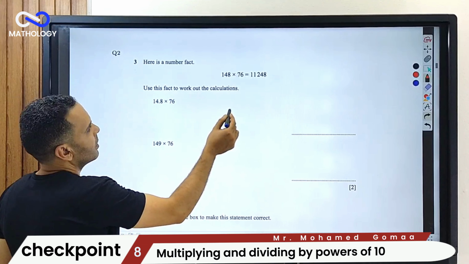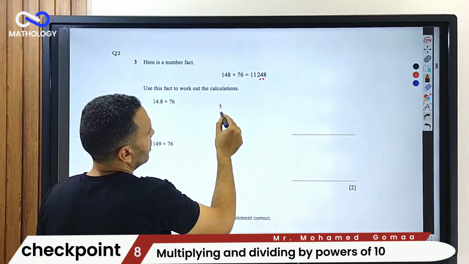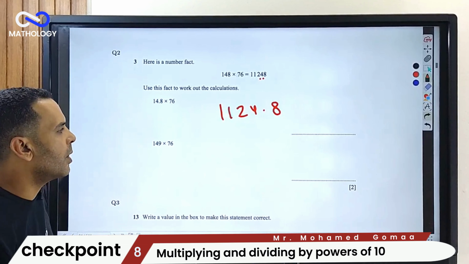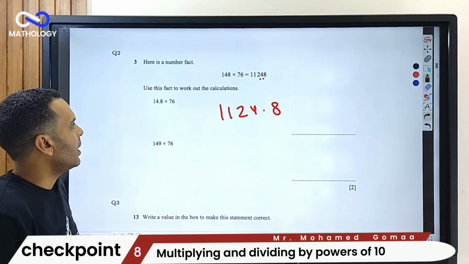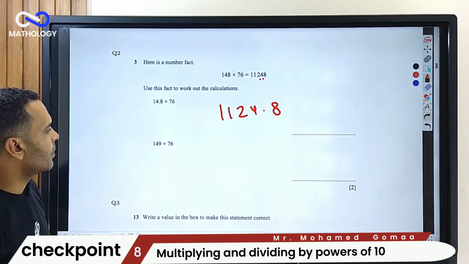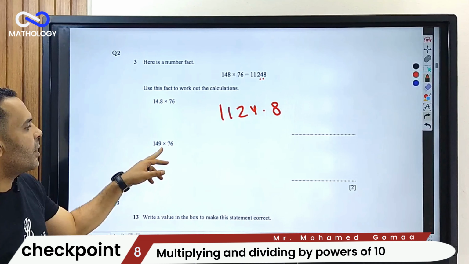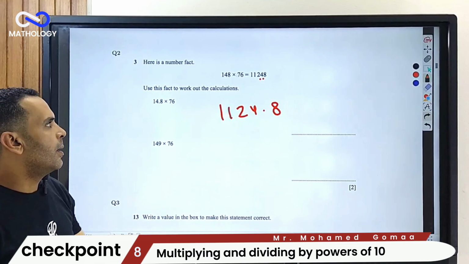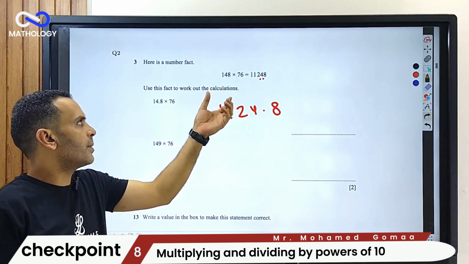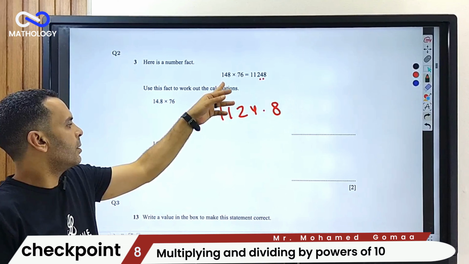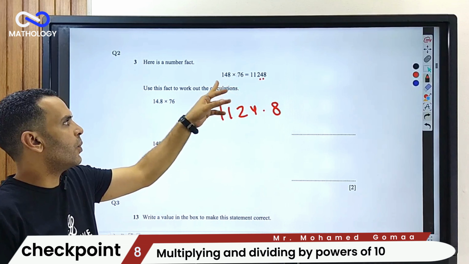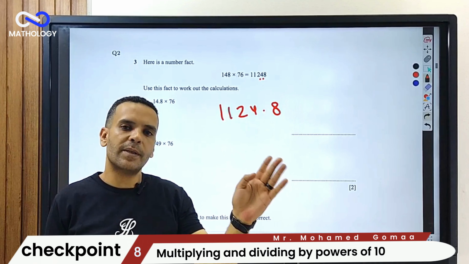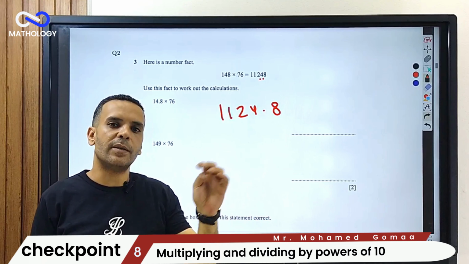Decimal point after one digit from the right, it will be 1124.8. Here, 149 multiply 76. Here, 148 multiply 76. 148 multiply 76 means 76 repeated 148 times. 76 plus 76 plus 76 plus 76, 148 times.